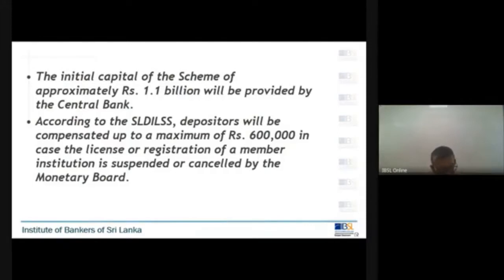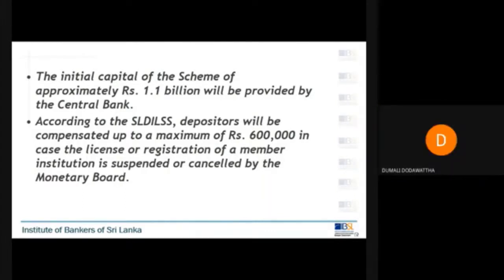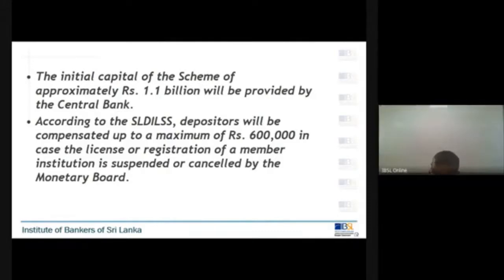Who are the people covered under the scheme? Licensed commercial banks, licensed specialized banks, and why not finance companies? Licensed commercial bank, licensed specialized bank, and all registered licensed finance companies. Finance company.